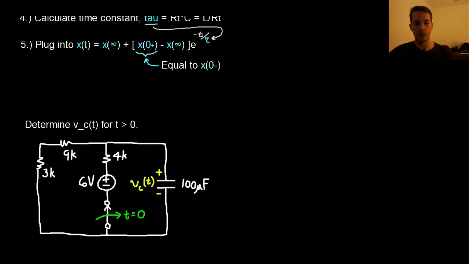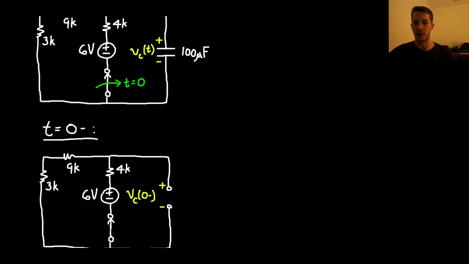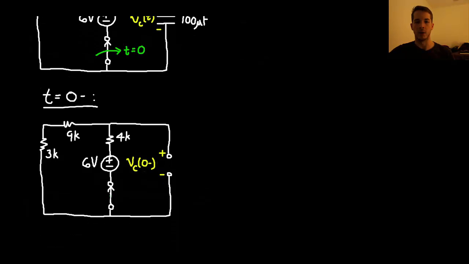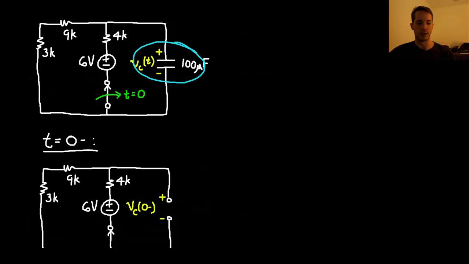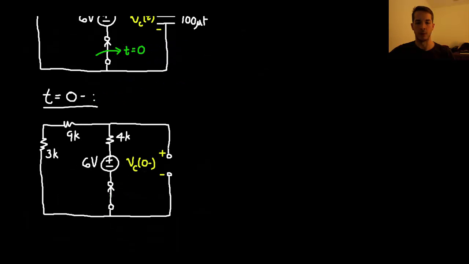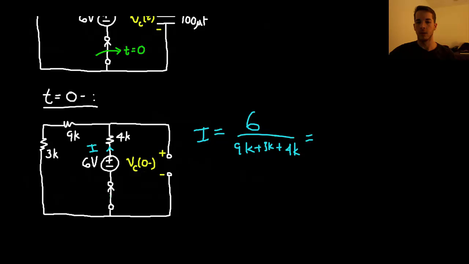Right? Alright, so the first step is to look at the circuit for t equals 0 minus. We redraw the capacitor as its steady-state model, so as an open circuit. Now there's going to be a current propagating through the left-hand side of the circuit like this. The current is just 6 over the total resistance, or 9k plus 3k plus 4k. This will be 375 microamps.